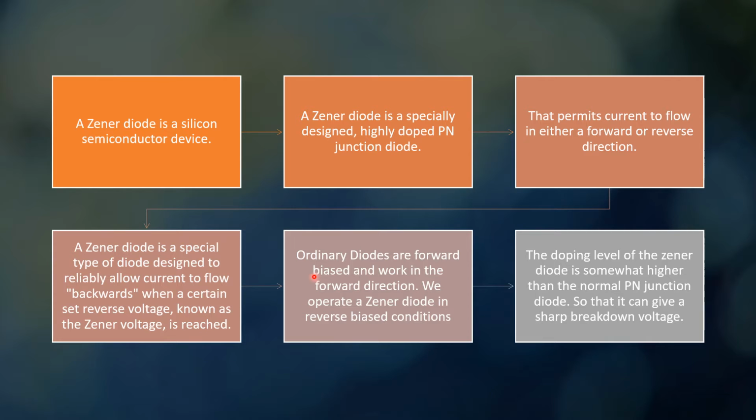Another point is that ordinary diodes are forward biased and work only in the forward direction, whereas Zener diodes work in a reverse biased condition. That is the major difference between the normal PN junction diode and the Zener diode. Next, the doping level of Zener diodes is somewhat higher than the normal PN junction diode, so that it can give a sharp breakdown voltage. So this is all about the Zener diode.